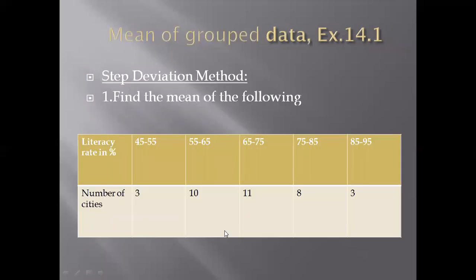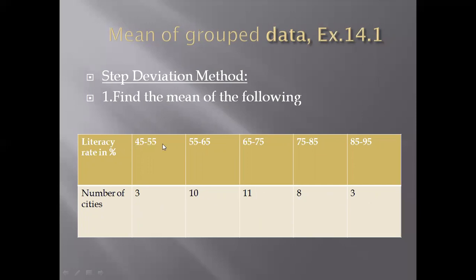Now, see the second question. Find the mean of the following by step deviation method. Literacy rate in percentage: 45 to 55, 55 to 65, 65 to 75, 75 to 85, 85 to 95. Number of cities: 3, 10, 11, 8 and 3.